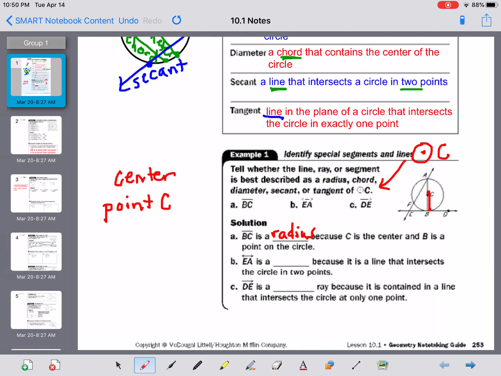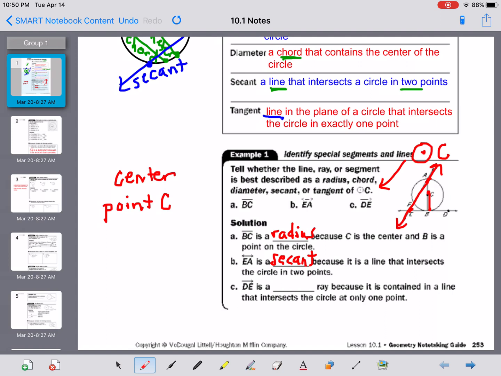Next we have line EA. I find E over here, I find A here, and I follow that line which keeps going. And because it keeps going and it comes into the circle and goes out of the circle, again it goes through the circle, this one will be a secant.